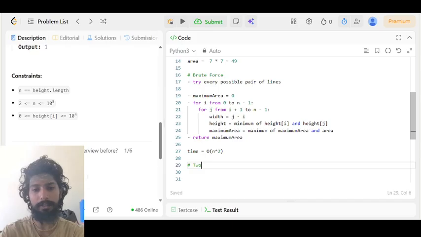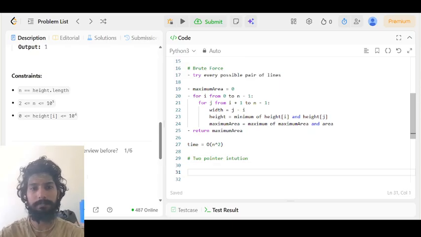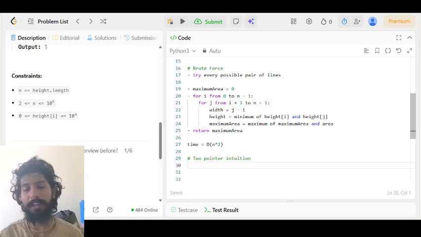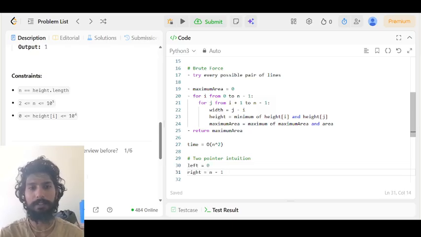So here comes the two pointer intuition. We place one pointer at the beginning of the array and another pointer at the end. So left equals 0 and right equals n minus 1. This gives us the maximum possible width initially. We calculate the area formed by these two lines. After that, we need to reduce the width by moving one of the pointers inward. But which pointer should we move?